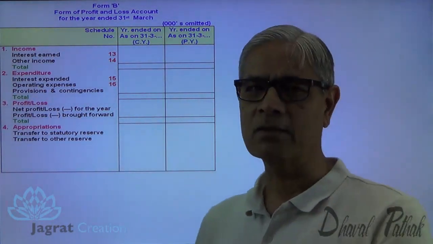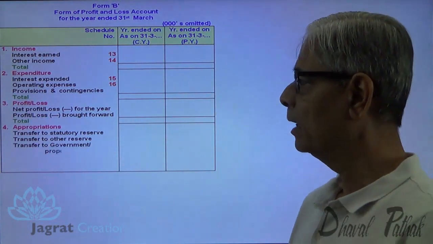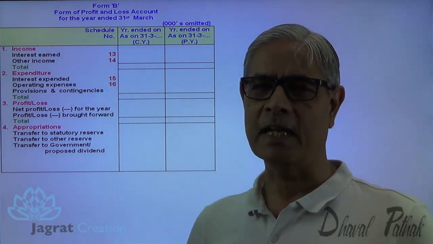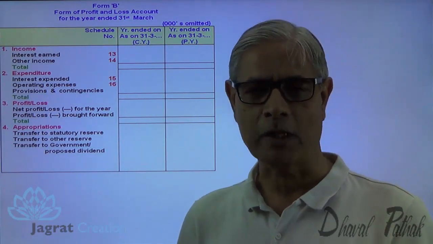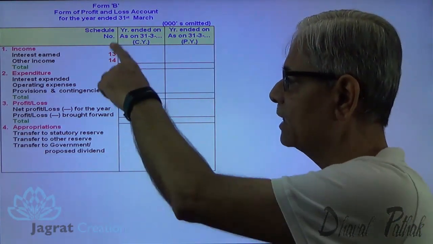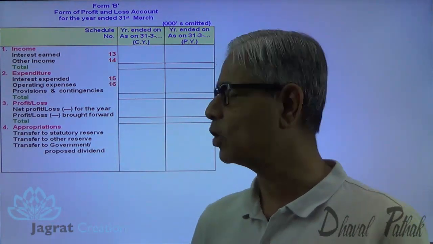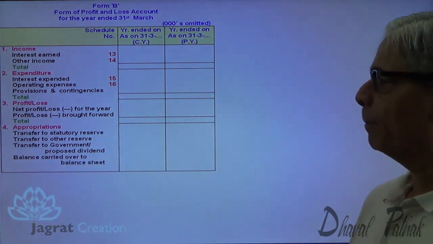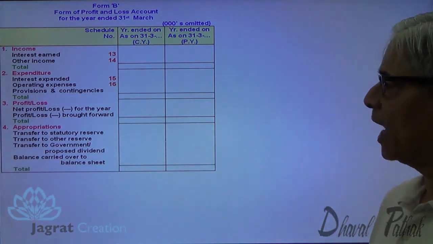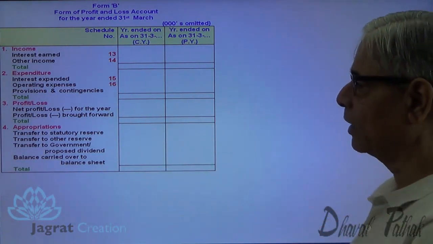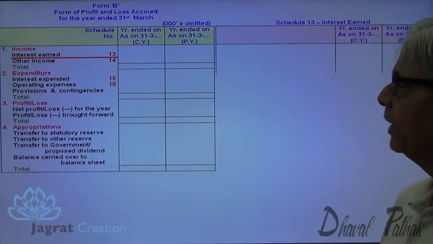Other transfers to reserves are also mentioned here. Transfer to government and proposed dividend are also mentioned. But now notice that as per Schedule 3, proposed dividend is not recorded in final accounts, but it is given in this profit and loss account. So I am demonstrating. Balance of profit is carried forward. After appropriation, whatever the balance is, that is to be presented here.